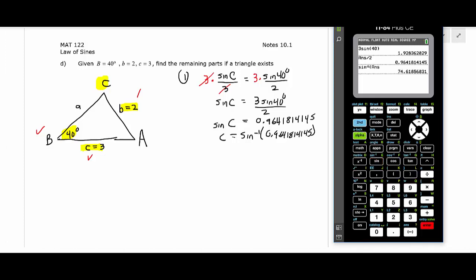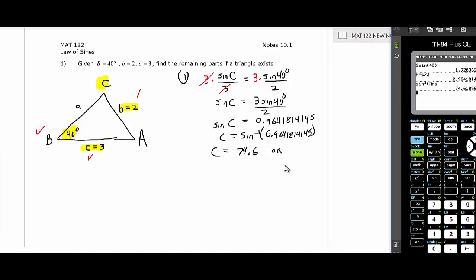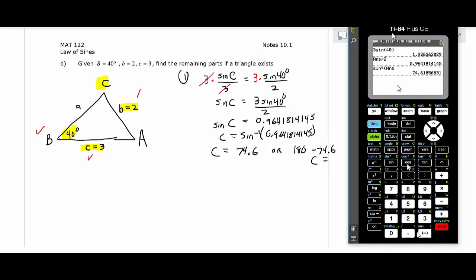And okay, we get 74. So what we're going to get now is C is 74.6, or you're going to do 180 minus 74.6. So C could also be this angle here, okay? Because we could be in quadrant 2. So 180 minus 74.6 will give us another possibility.